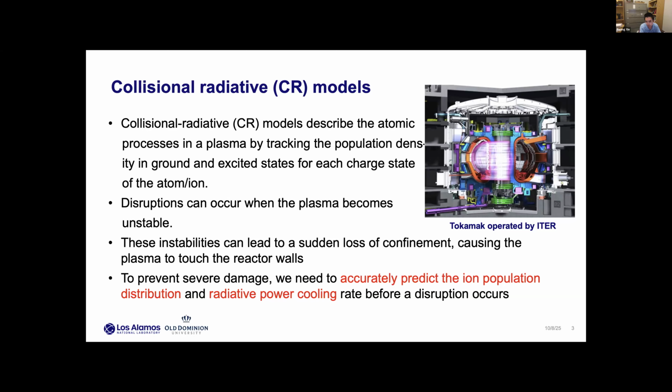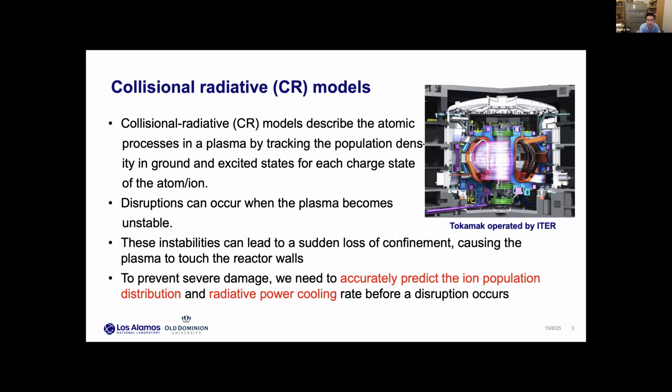In plasma simulations, disruptions can occur when the plasma field becomes unstable. These instabilities can lead to a sudden loss of confinement, causing the plasma to touch the reactor walls. Those instabilities can cause severe damage to the reactor. That's one of the big challenges in fusion control.